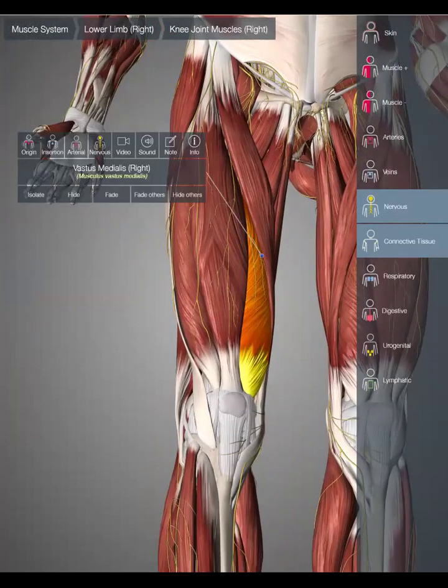Sensory, we have anterior cutaneous branches and saphenous nerve. These are the sensory branches. The anterior cutaneous branch is coming out from the anterior division of the femoral nerve. It supplies the skin of the anteromedial thigh. The saphenous nerve, as we said, comes out from the posterior division of the femoral nerve and supplies the skin of the medial leg and the foot. That's what we said.